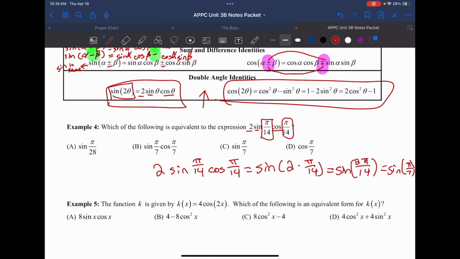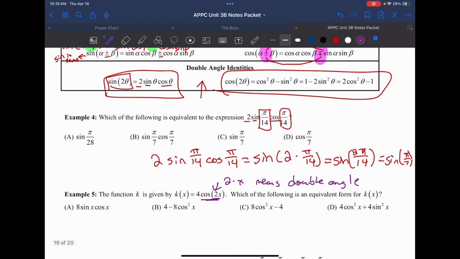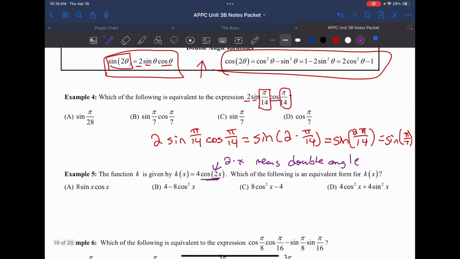So now, we have example 5. This one does it in the reverse order. It pretty much tells us we're going to use the double angle. 2 times x means double angle. Like, we're going to double the angle. That's just why it's called the double angle formula. And looking at the answer choices, there's a lot of different ways to write this one down. So let's start by writing it in the first one.